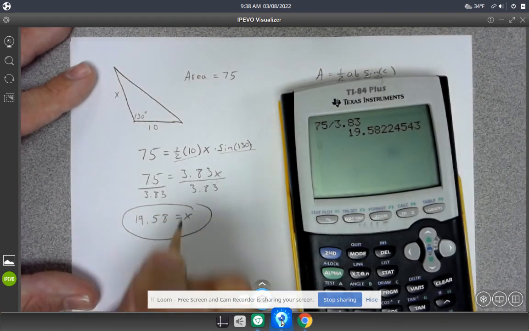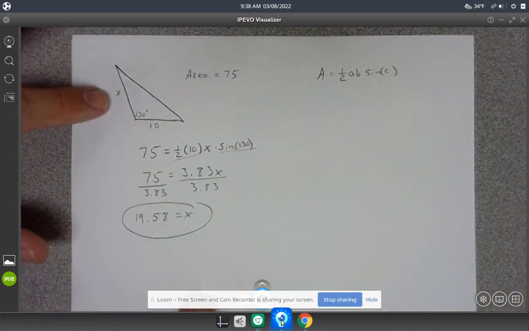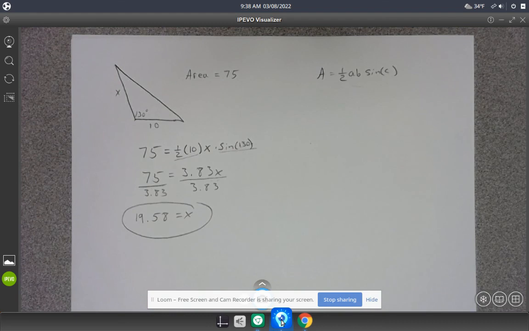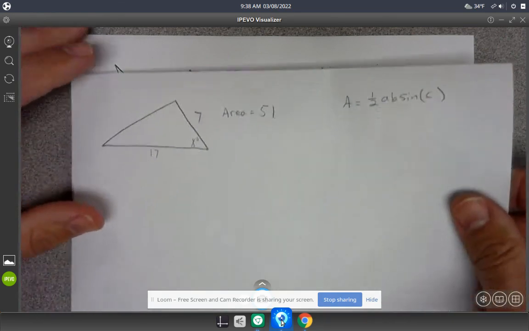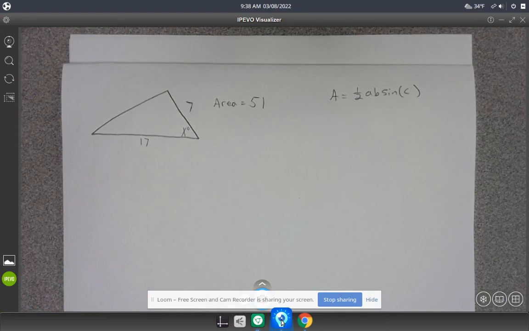All right, so this thing is obviously not drawn to scale, right? It does not look like 19.58, but we got that one out of the way. Now let's look at an example where instead of solving for a leg, we'll be solving for the angle.